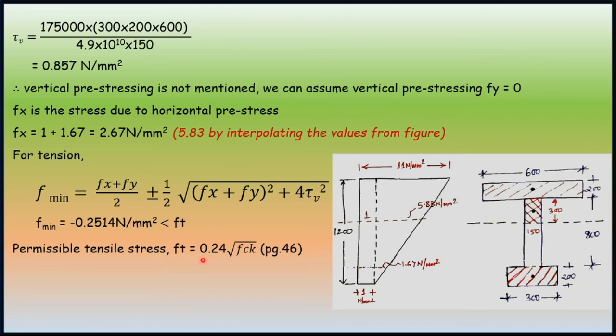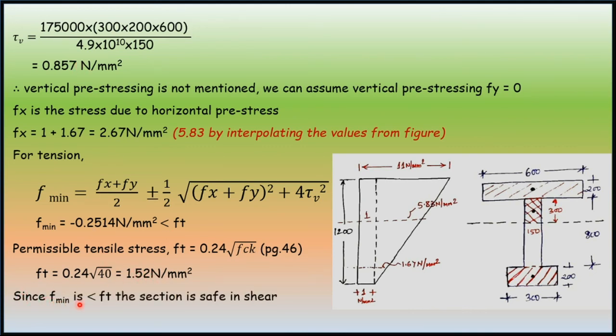Permissible shear stress, this is tensile stress, page number 46, substituting, that is 1.52. So much less than for both the values. Since F minimum is less than Ft, the section is safe in shear. However, the nominal shear reinforcement may be provided.